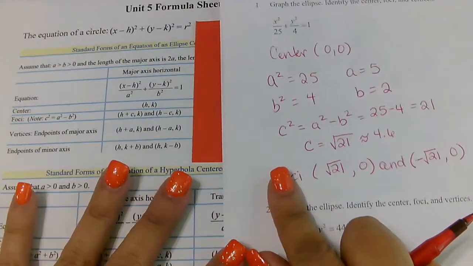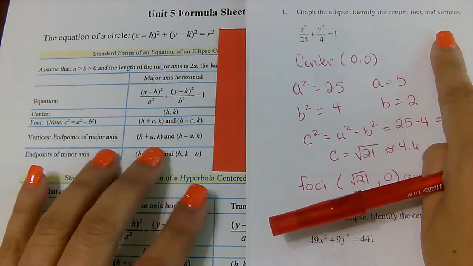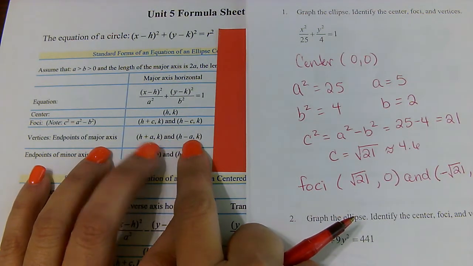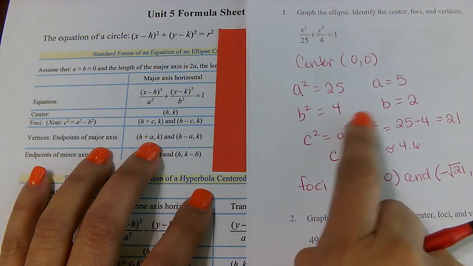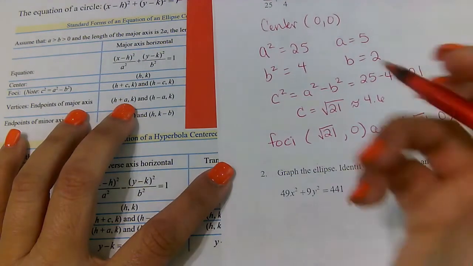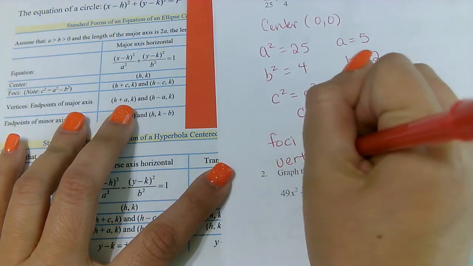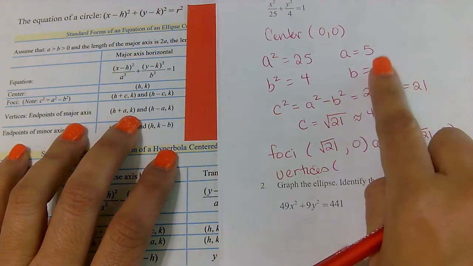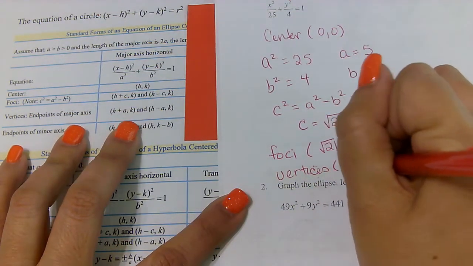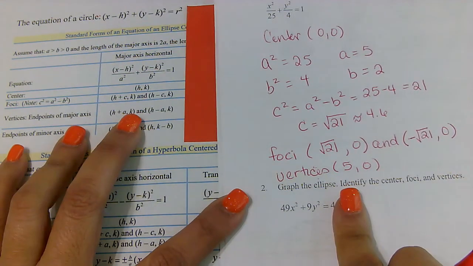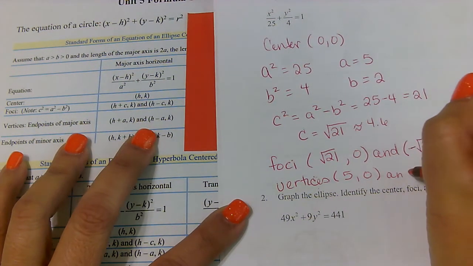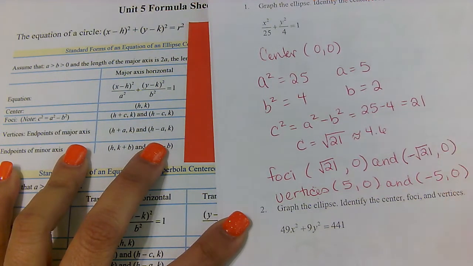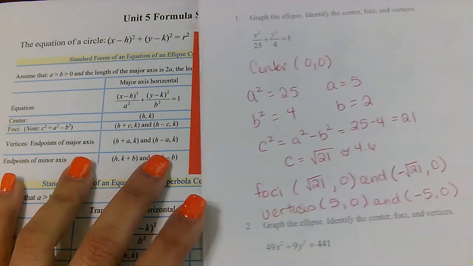In order to find our vertices, you can notice on the equations we need to know what a is. We know what h is, we know what k is, and we now know what a is as listed here. Let's go ahead and find our vertices. Vertices is going to be h, which is 0, plus a. a is 5, so I have 5, comma 0. That's what my k is. And h, which is 0, minus 5, comma 0. So here I have my two vertices.